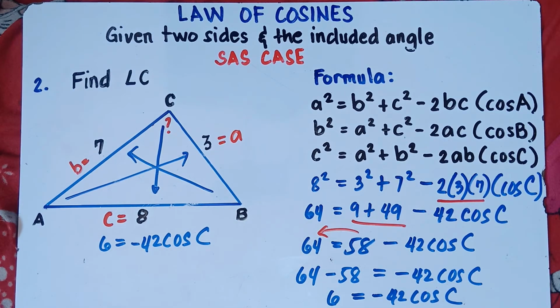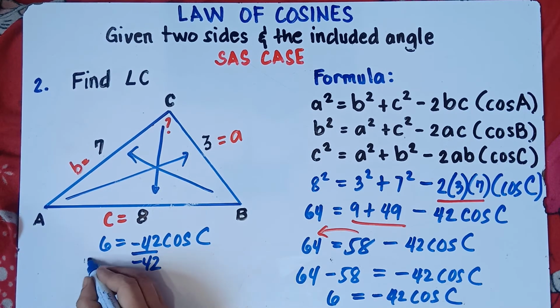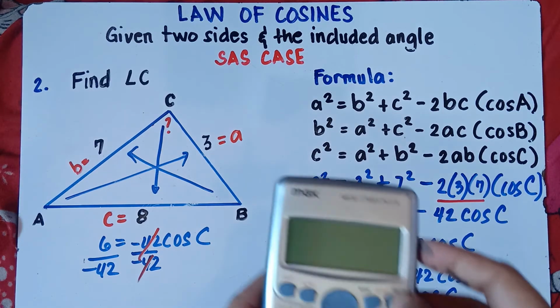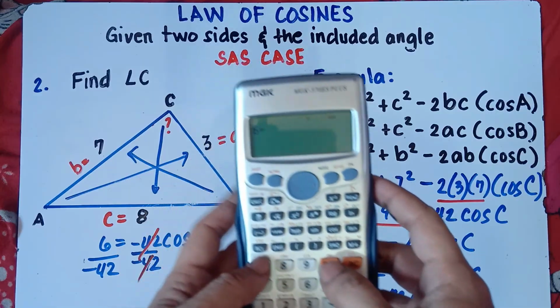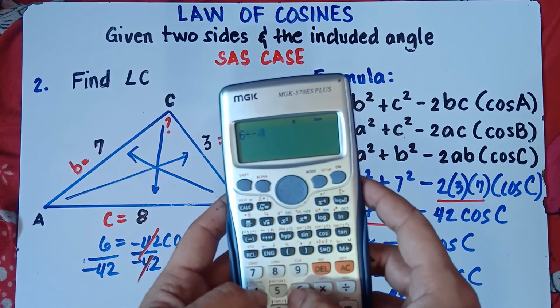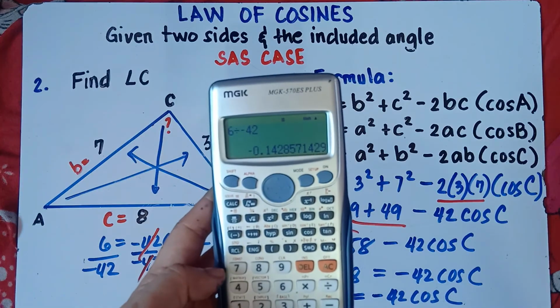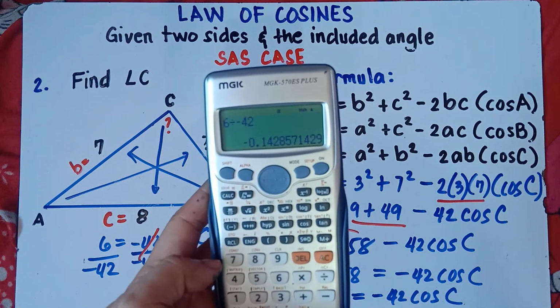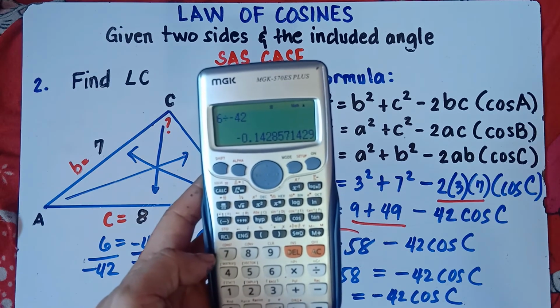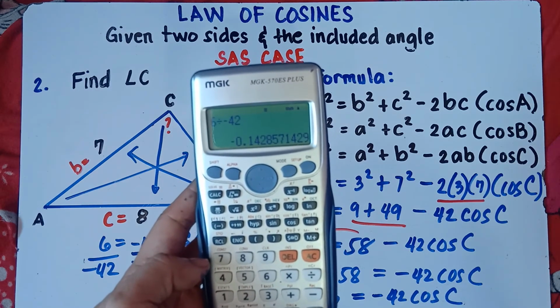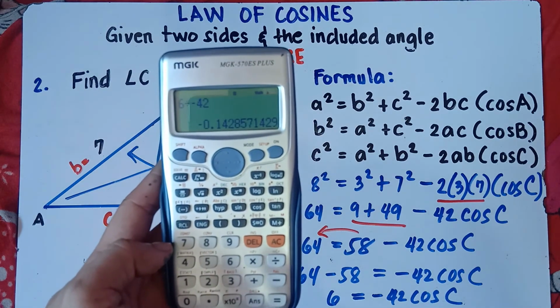So, to get the value of C, you divide both sides by negative 42. So you can cancel this out. So, 6 divided by negative 42. Let's use the calculator. 6 divided by negative 42. Alright, so you will have negative 0.1428. After 8, that's 5. So this will be negative 0.1429. So once again, class, we need to have 4 decimal places.